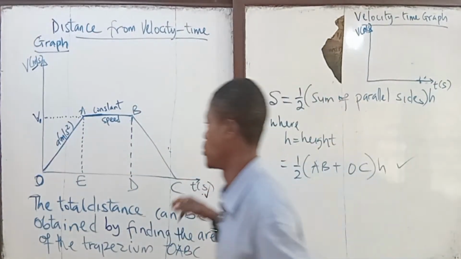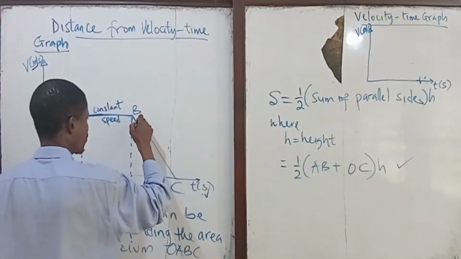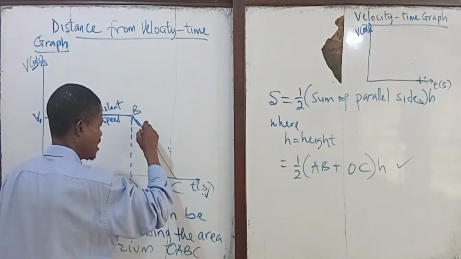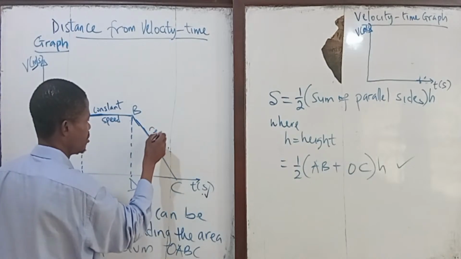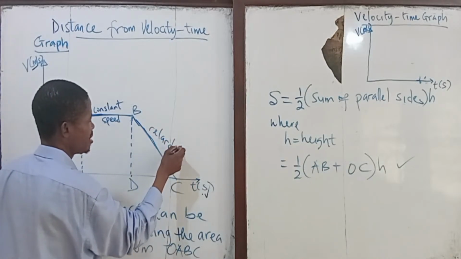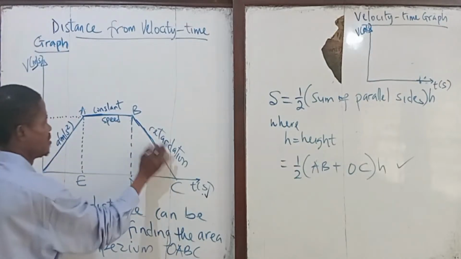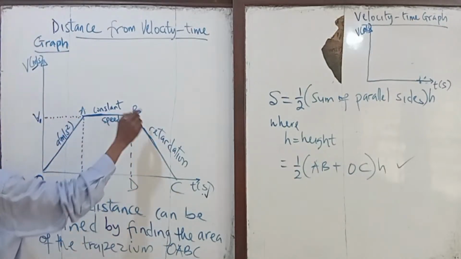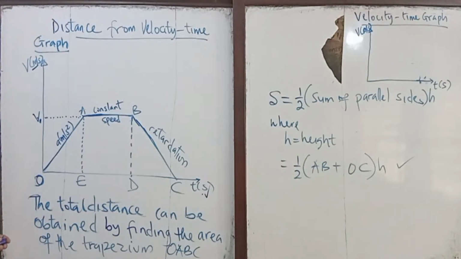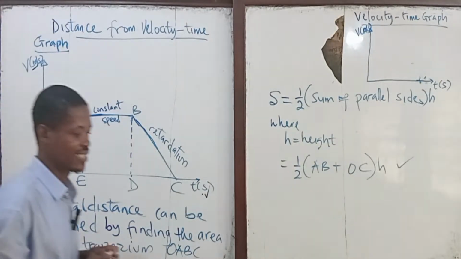Okay, acceleration is 0, and this place is the retardation. That's where we have retardation, when the body is coming to rest. So: acceleration, constant speed, and then retardation. Okay, so that's that on that case.